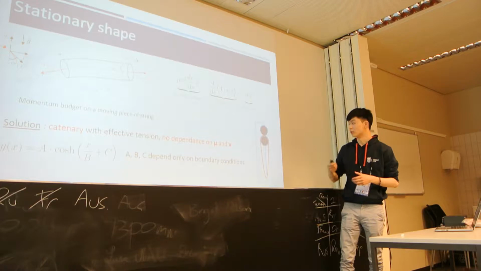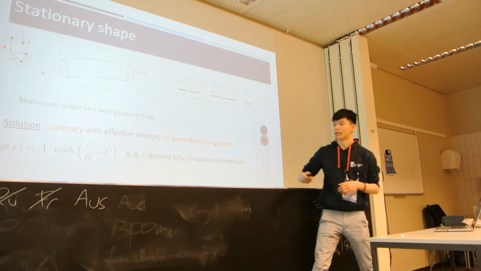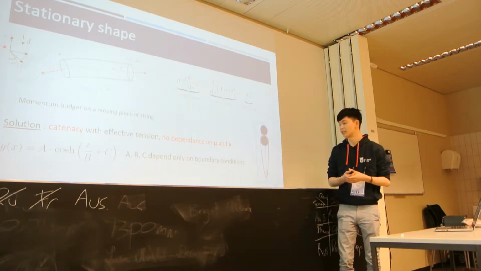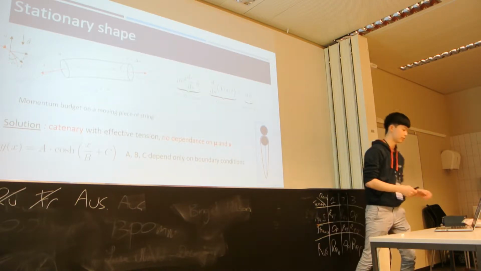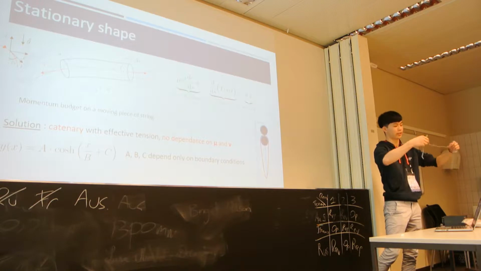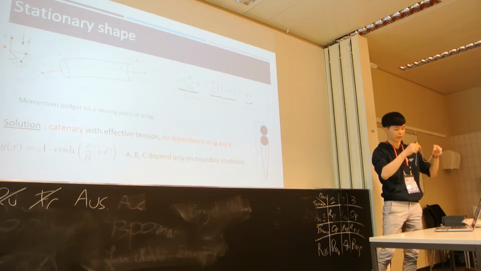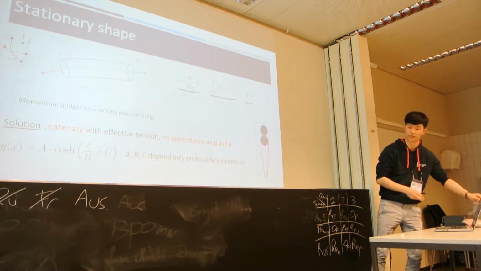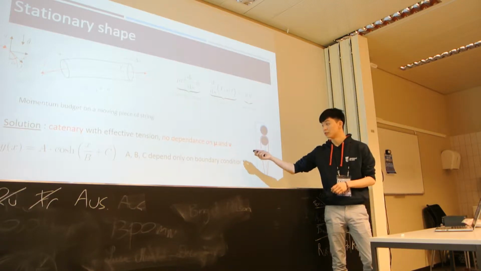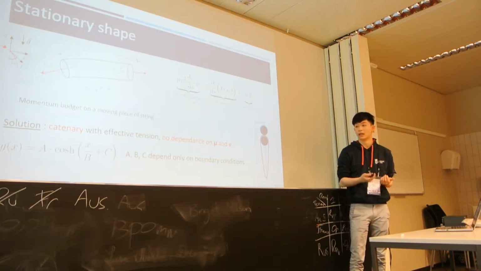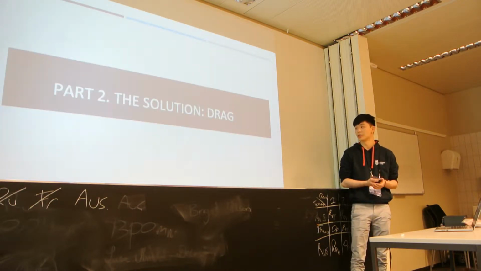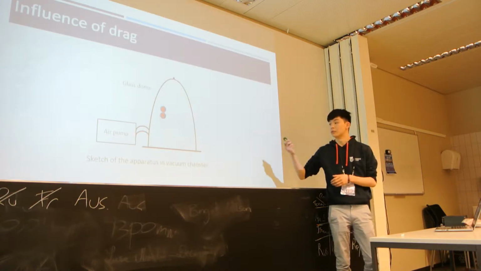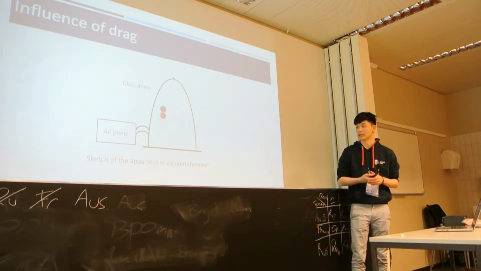And this catenary equation has a solution, the hyperbolic sine, and the integration constants only depend on the boundary conditions. So if you hold a piece of string, the shape is only determined by the boundary conditions. And there is no dependence on μ and v in this solution, but experimentally there is, so there is a disagreement. And the solution to this disagreement is drag. So we will show you with this experiment.